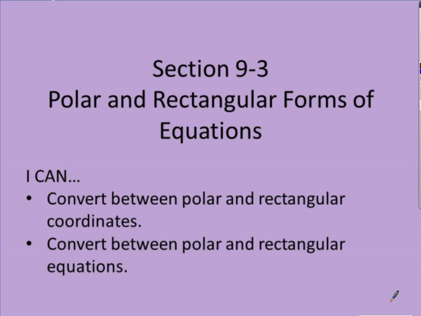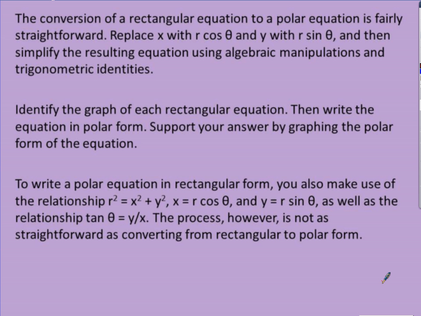This is section 9.3, part B, polar and rectangular forms of equations. The conversion of a rectangular equation to a polar equation is fairly straightforward. You're just going to replace your x value with r cosine of theta, replace your y value with r sine of theta, and then simplify the resulting equation using algebraic manipulations and trigonometric identities.